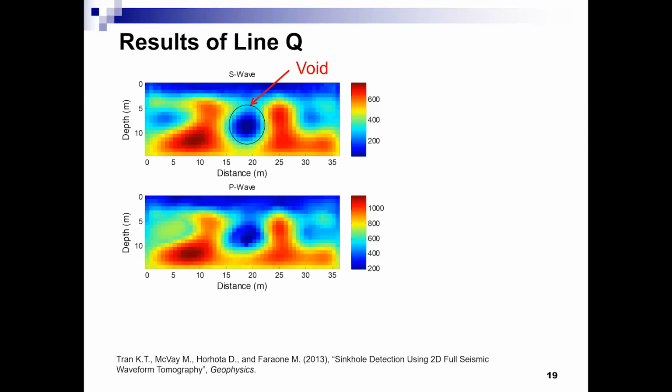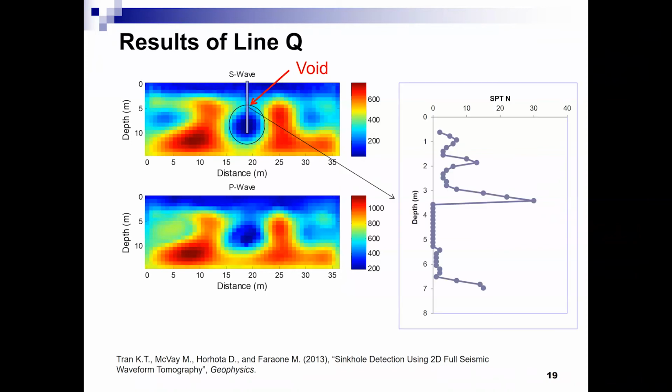So here it's line Q. We have a very nice void here. Shear wave goes almost to 0, about 20 meters per second in this case. So we have a very nice void here. Shear wave, P wave, very similar. Around here about 300 meters per second. So we think that is an airfilled void.